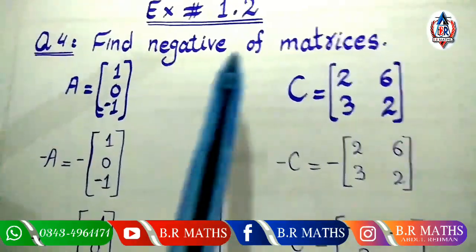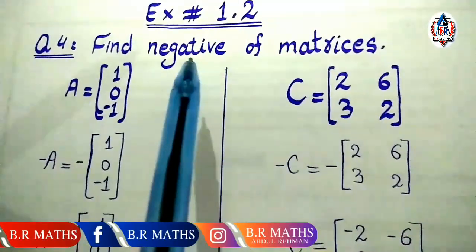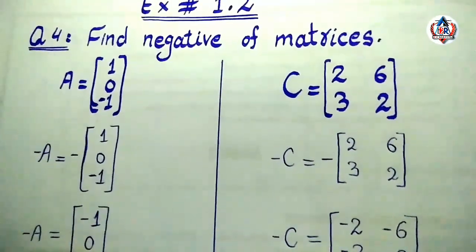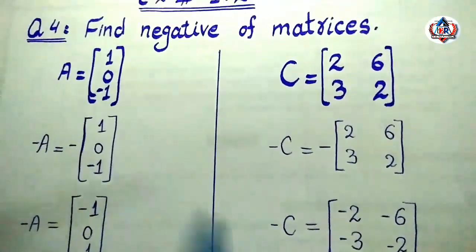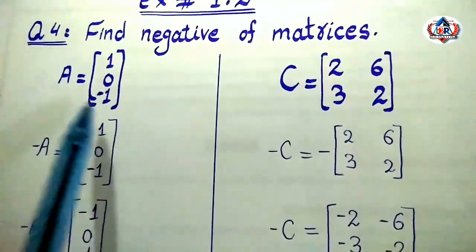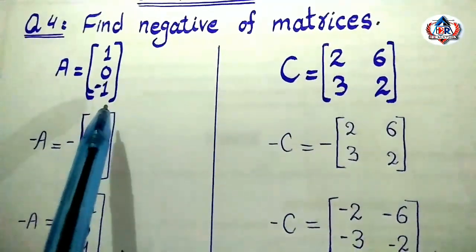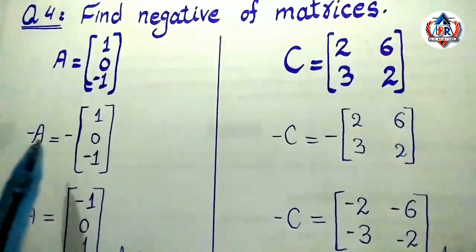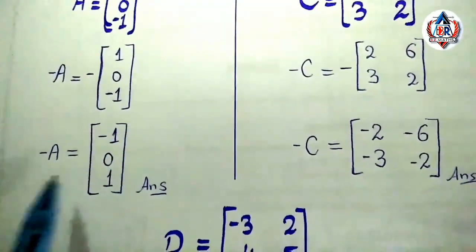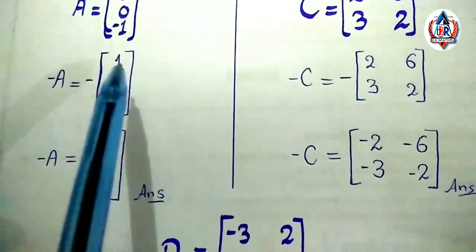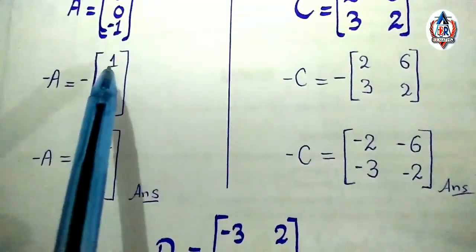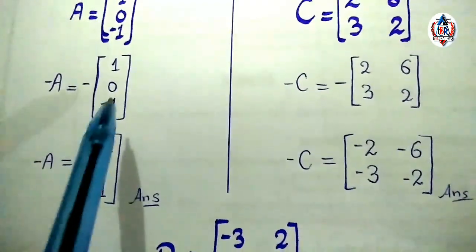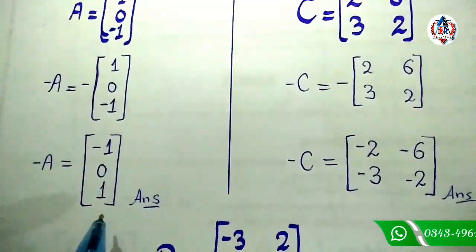Find the negative of matrix. Students, the negative means to change the sign of all entries. Very simple question and very short lecture. A matrix A is given: 1 0 minus 1, and negative of matrix means take the negative on both sides, and minus A becomes change the sign of all entries, meaning 1 becomes minus 1, 0 remains 0, and minus 1 becomes plus 1.